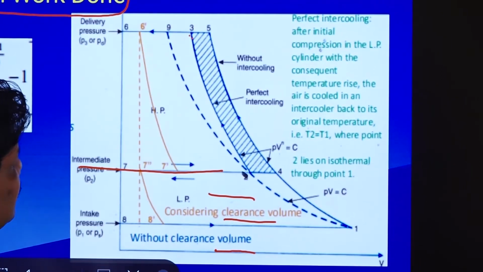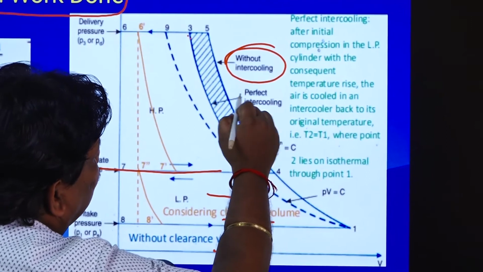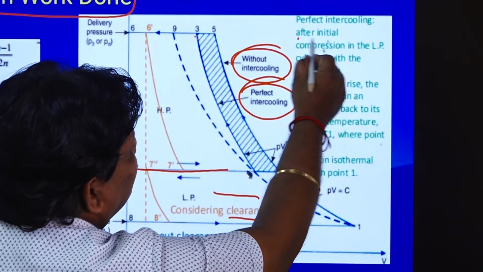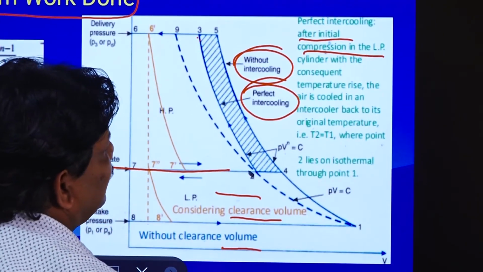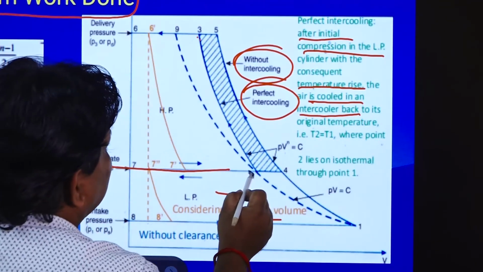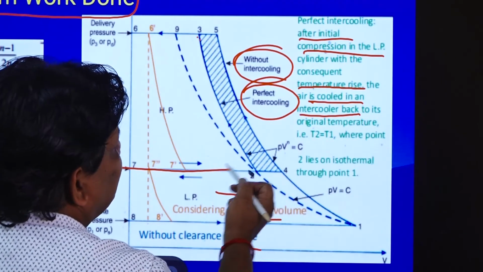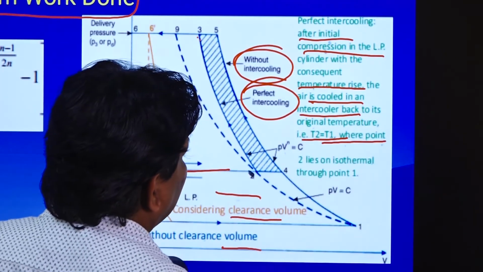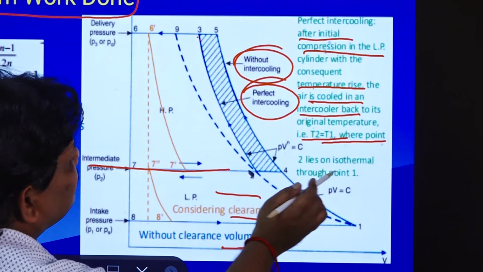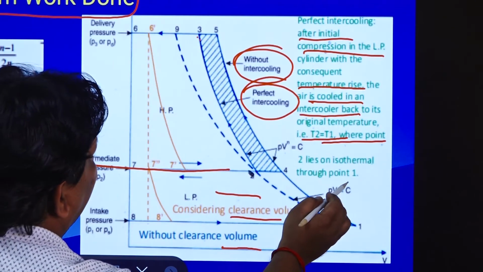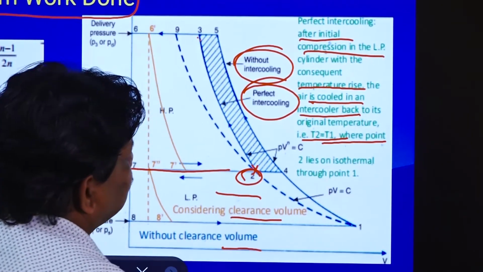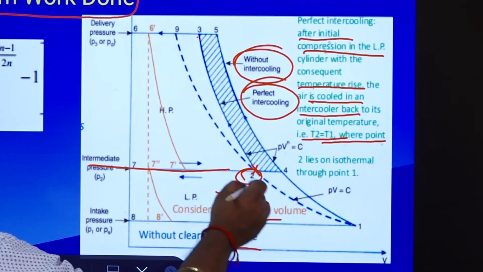You can see the diagram, one without intercooling and one with perfect intercooling. For perfect intercooling, after initial compression in the low pressure cylinder, we can see the temperature rise and the air is cooled in an intercooler back to its original temperature, that is T2 is equal to T1. The point 2 lies on the isothermal through point 1.